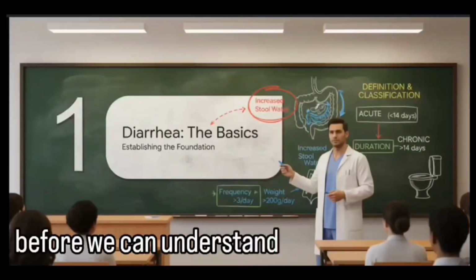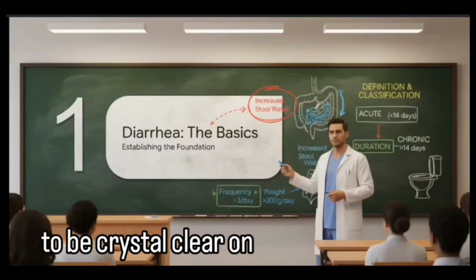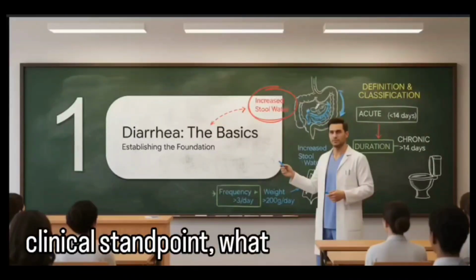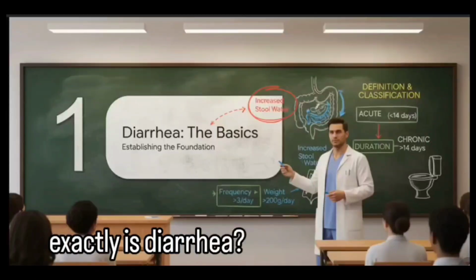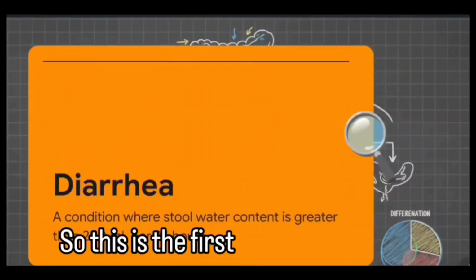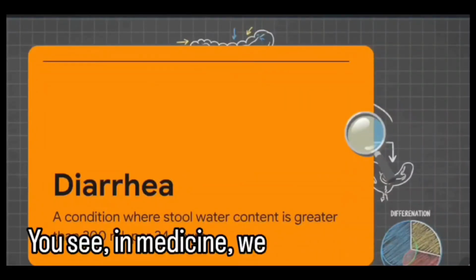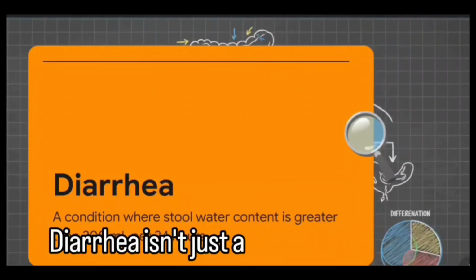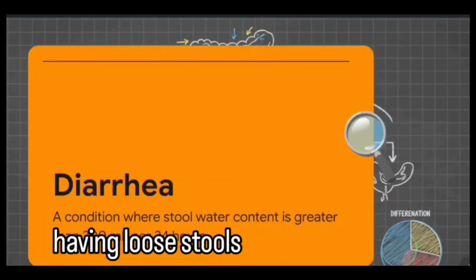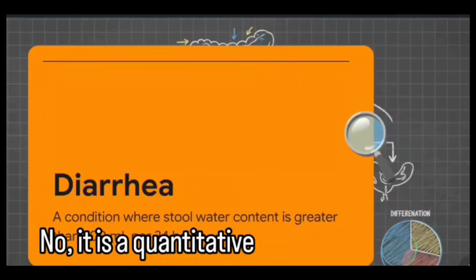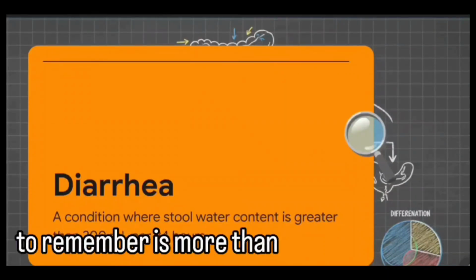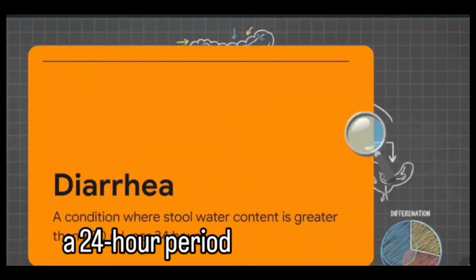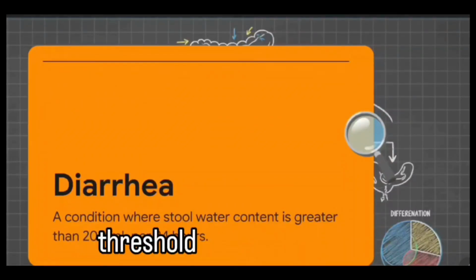First things first, before we can understand what goes wrong, we need to be crystal clear on what we are even talking about. So from a proper clinical standpoint, what exactly is diarrhea? So this is the first key point you must remember. You see, in medicine, we always need objective definitions. Diarrhea isn't just a subjective feeling of having loose stools. No, it is a quantitative diagnosis, and the number you need to remember is more than 200 milliliters of water content in the stool over a 24-hour period. This is our clinical threshold.